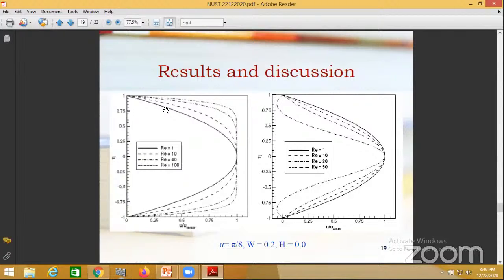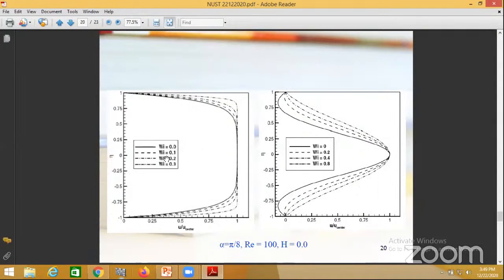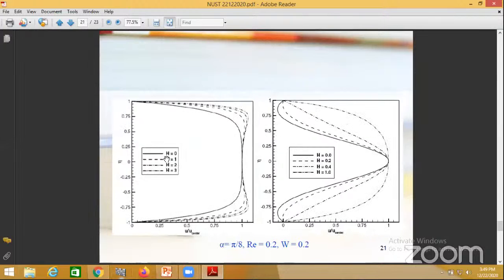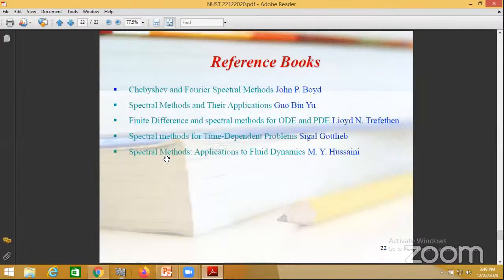The results are drawn to show you the solution for different Reynolds numbers, for different Weissenberg numbers, and for different Hartmann numbers. These are the books which can be used as a reference to learn these methods. One of the most well known is by John P. Boyd, and similarly M.Y. Hosseini. These books can be used for further explanation.